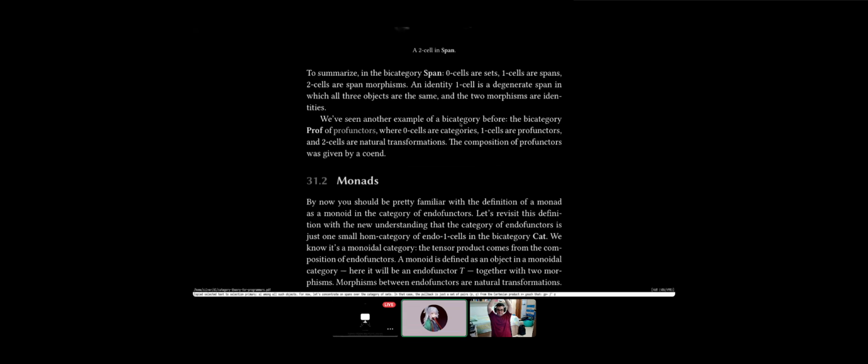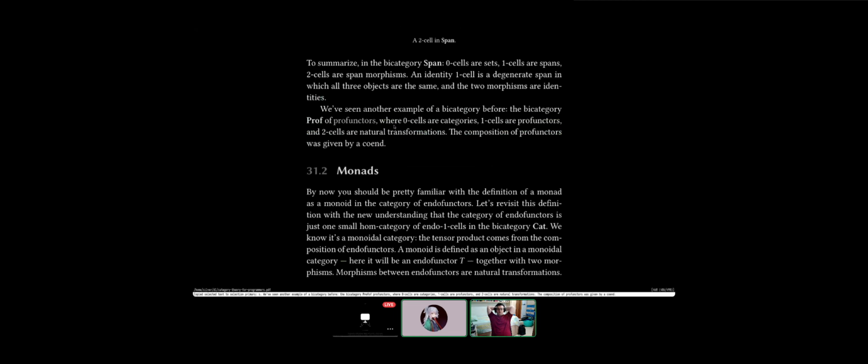We've seen another example of a bicategory before, the bicategory Prof of profunctors, where zero cells are categories, one cells are profunctors, and two cells are natural transformations. And the composition of profunctors was given by a coend. Yeah, but you jumped a sentence.